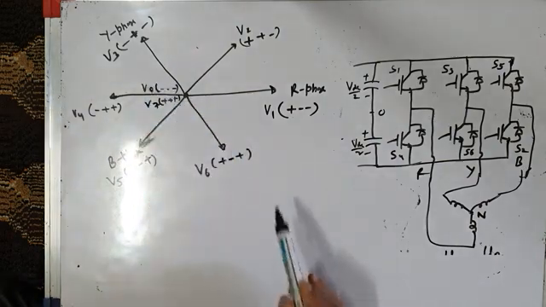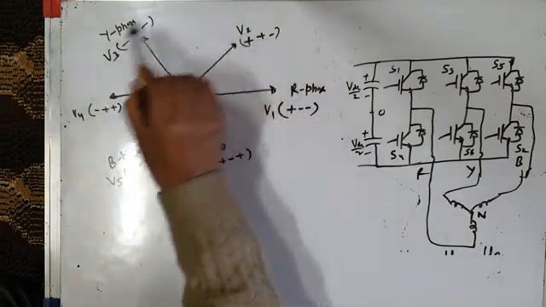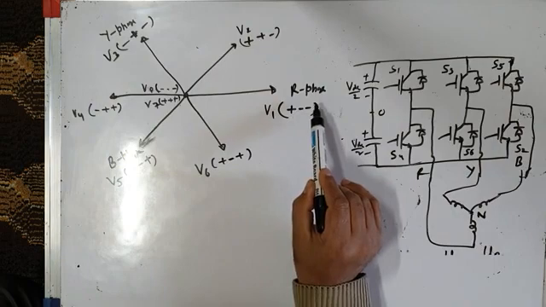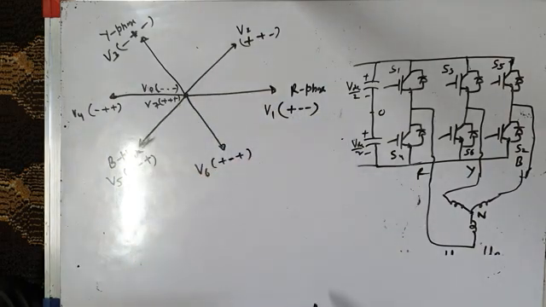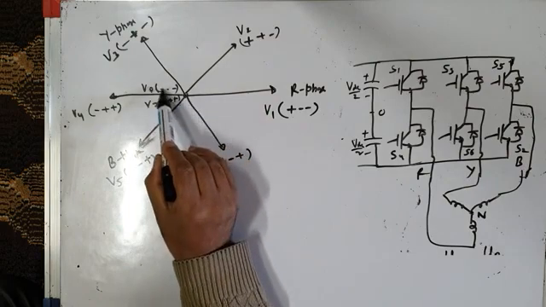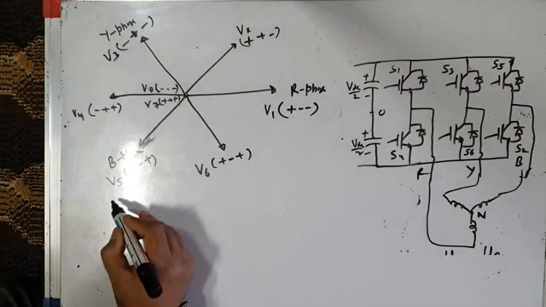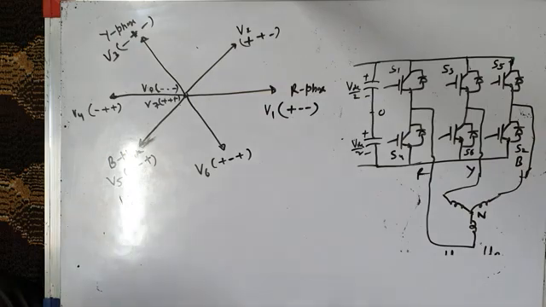So how many states are there? Switching states 1, 2, 3, 4, 5, 6. These 6 switching states are active switching states, which I have just few moments back shown you in that table. And these 2 switching states, which are at the origin, are 0 switching states. Now each switching state will produce a vector, voltage vector. Let us see how. Let us take switching state V1.